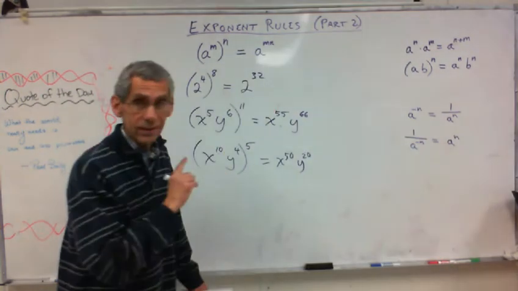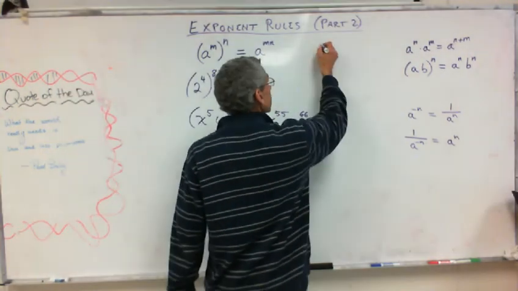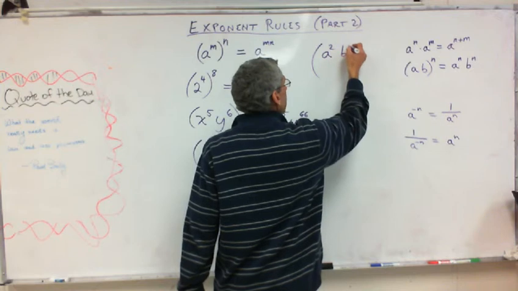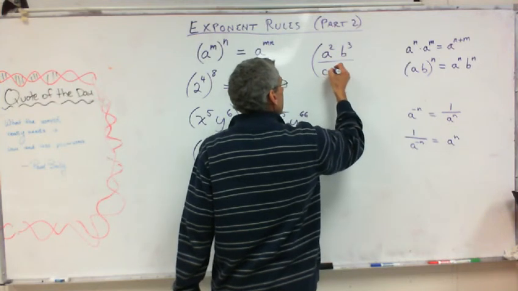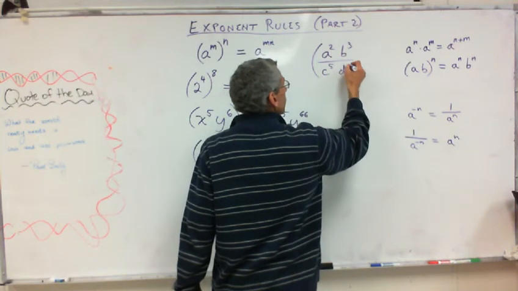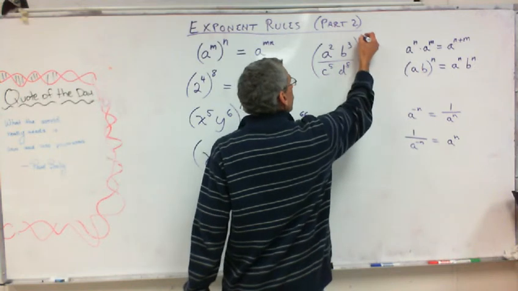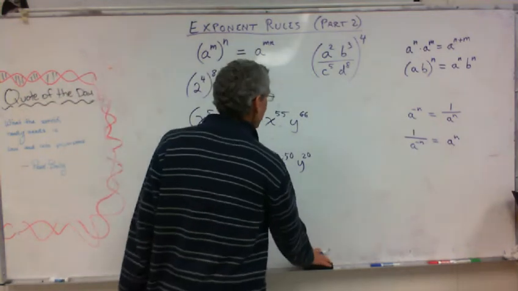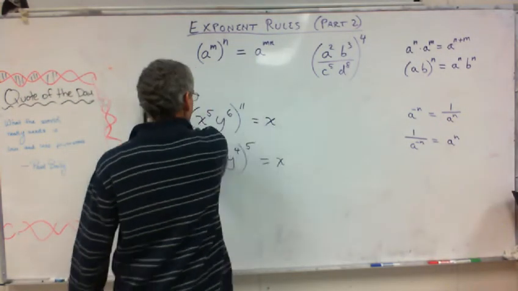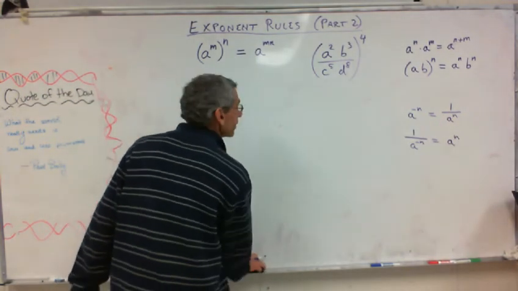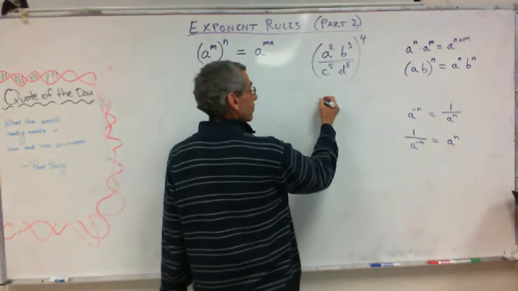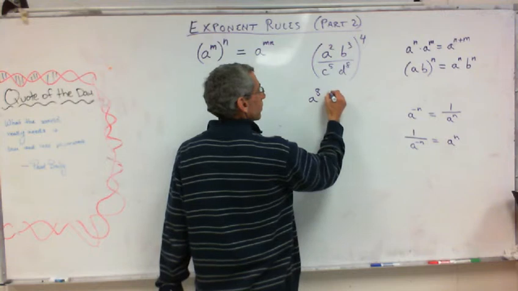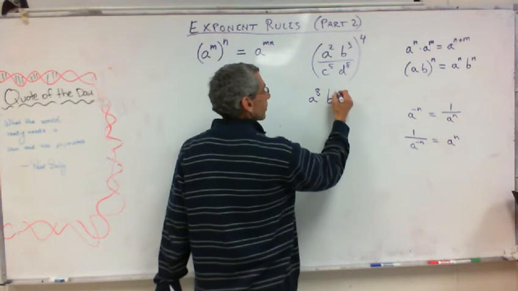All right, using the same idea, what if I gave you something like this? A squared, b cubed, c to the 5th, d to the 8th, to the 4th power. So what would that be? Yes, Weston, go. A to the 8th power, times b to the 12th power, yes?